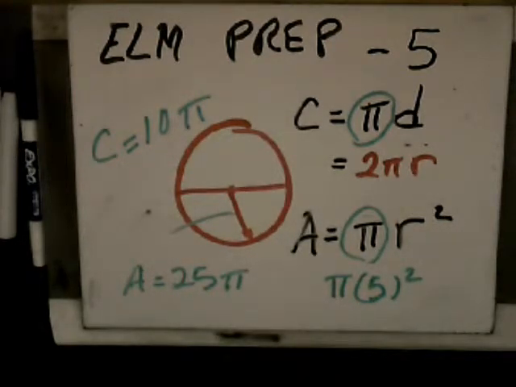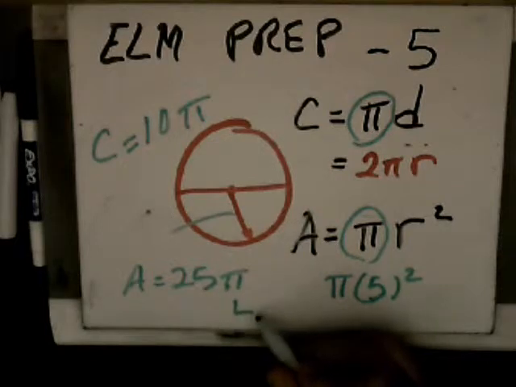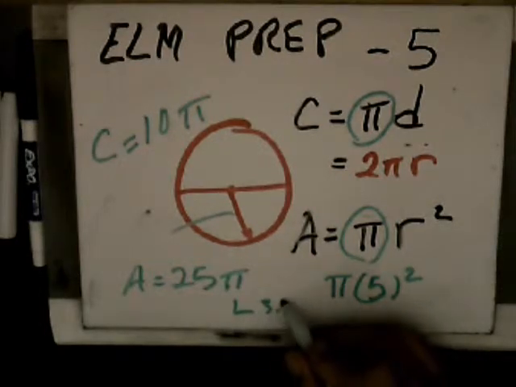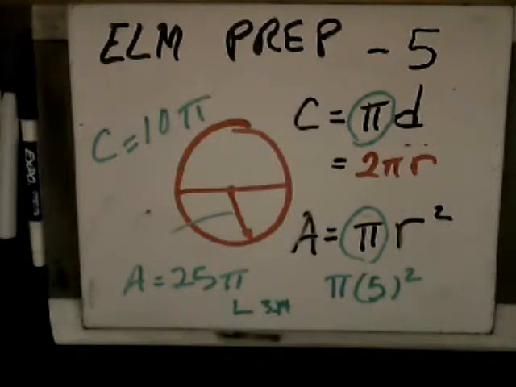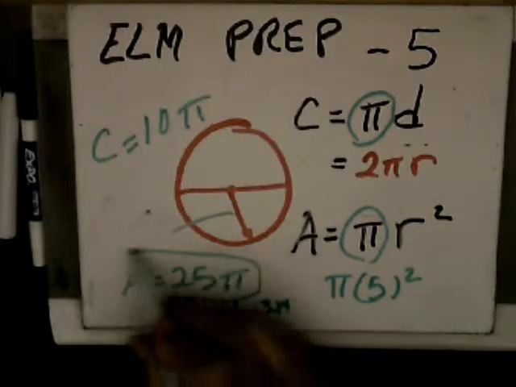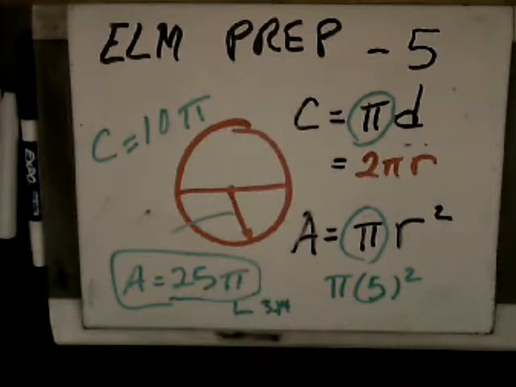If we did, I would do it this way first, and then I would substitute in my 3.14 if they wanted it in terms of some actual approximate. 25 pi is the accurate answer, since pi is just a relationship and a very long number. If I use 3.14, that's an approximation.